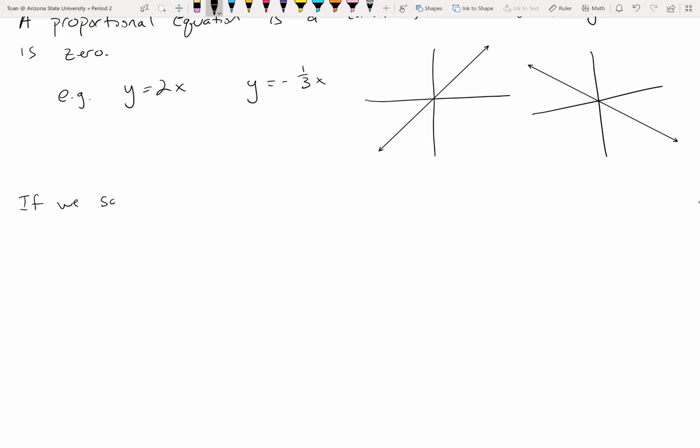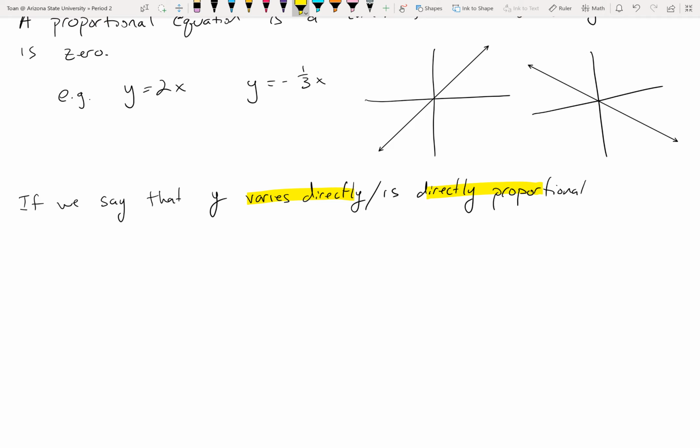If we say that y varies directly, or another way we can say it is directly proportional, so those are sort of the trigger words there. Varies directly or directly proportional. Those are the key words. To x.